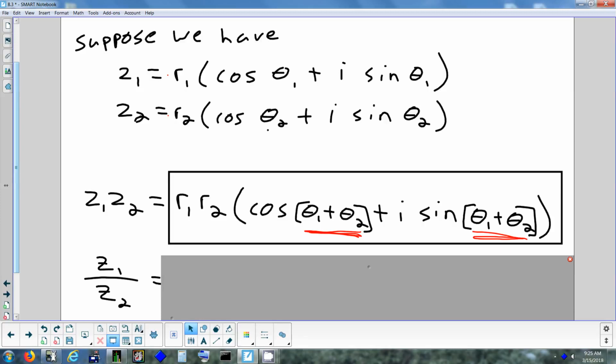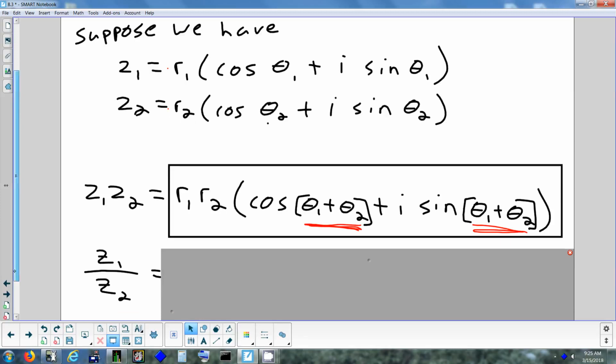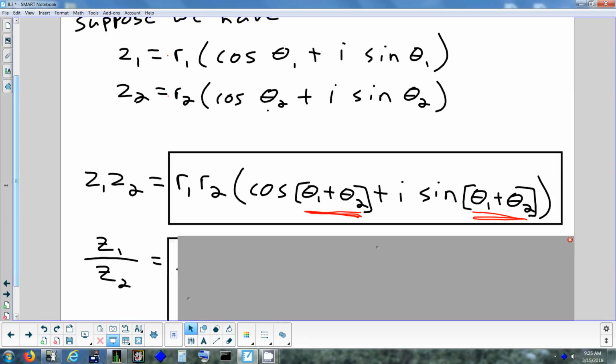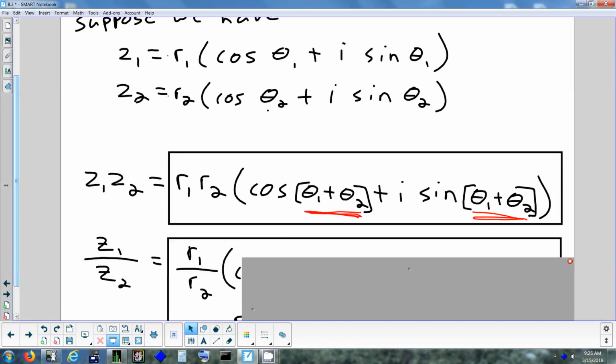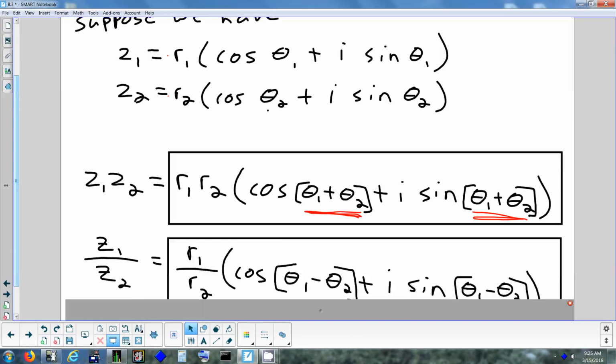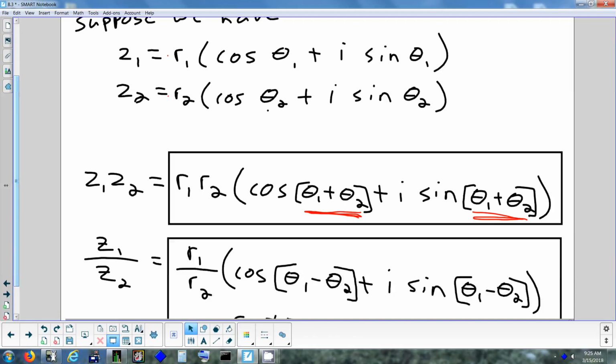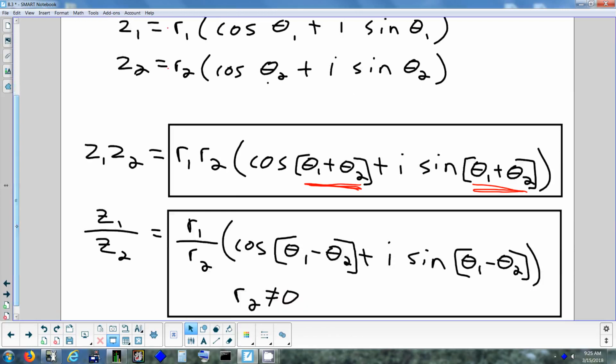Would it be R1 over R2? Yep. So the first calculation is you're going to divide the radii. And then if you have cosine of theta 1 minus theta 2? Yep. So the second calculation is to subtract the angles. And of course, R2 can't equal 0, because if it did, you'd be dividing by 0.